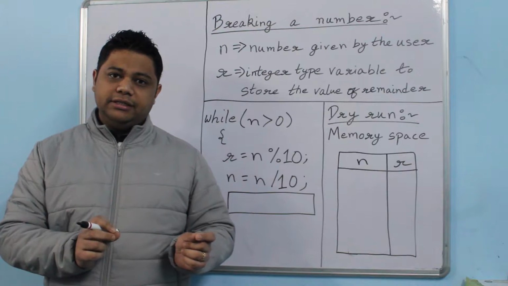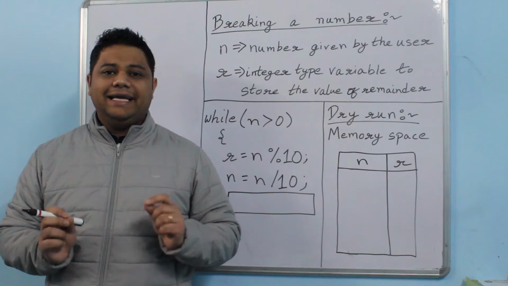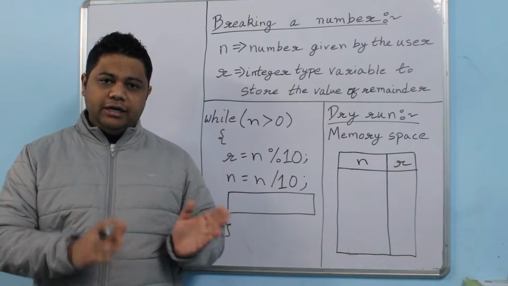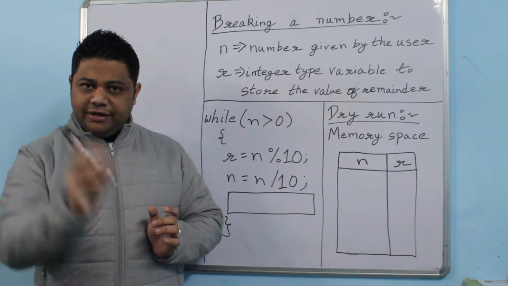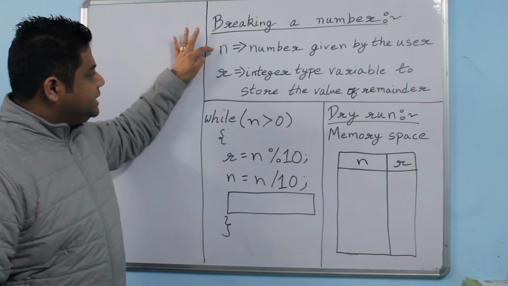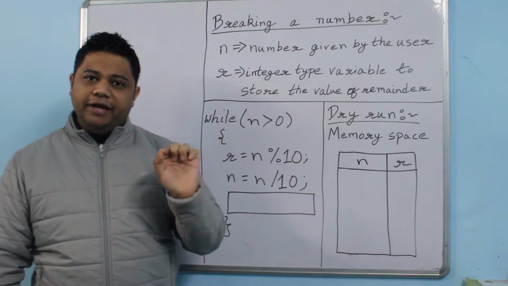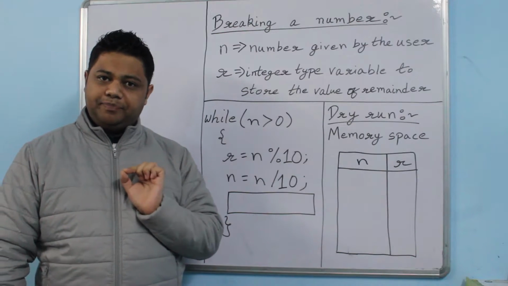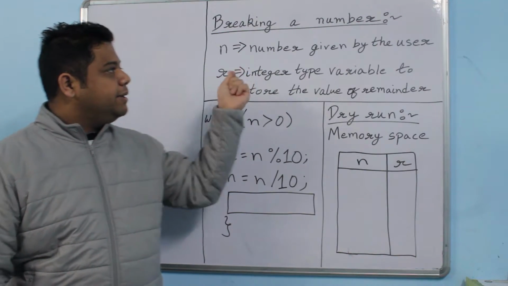On those digits, several operations are carried out. So first of all, today we are going to learn how to break a number, that is, how to generate individual digits. For that, I am using two variables, n and r. Both the variables are of type integer. n, which I have written over here, is the number given by the user.